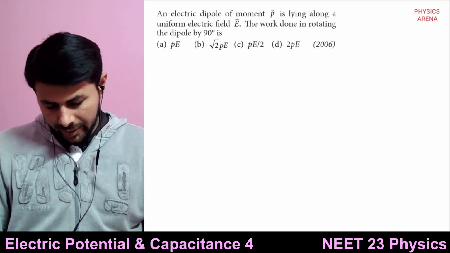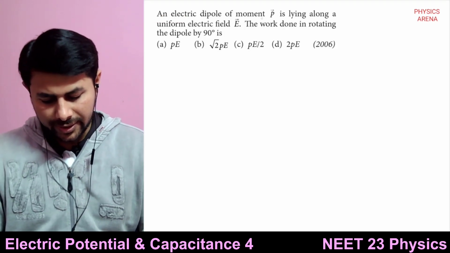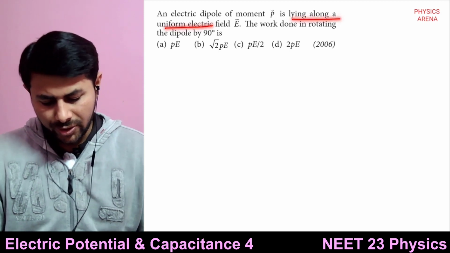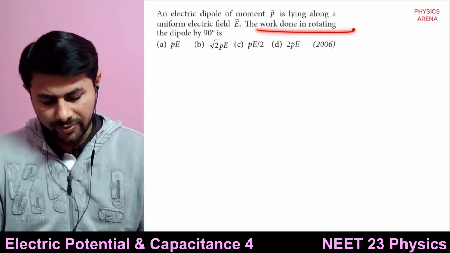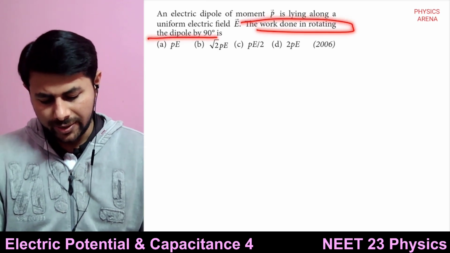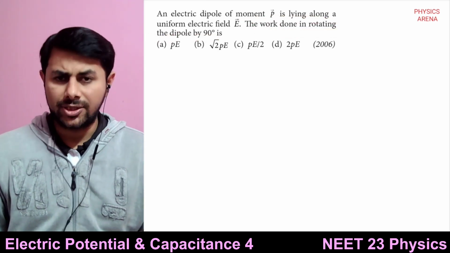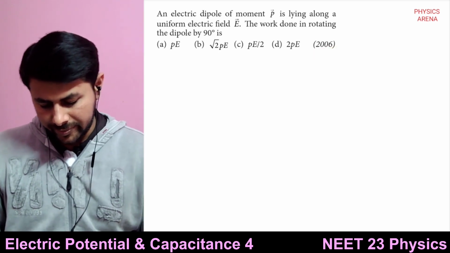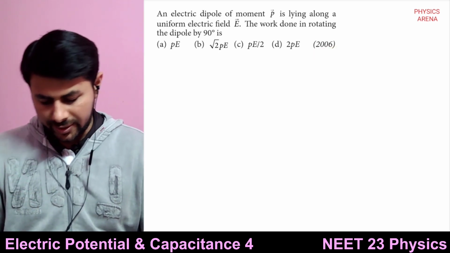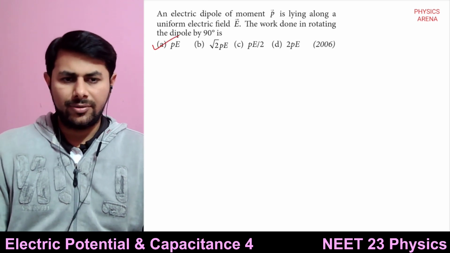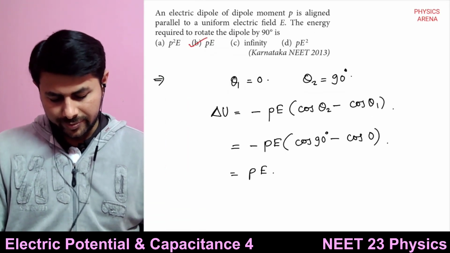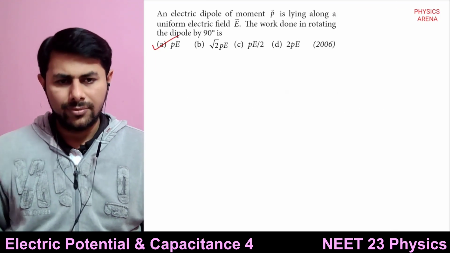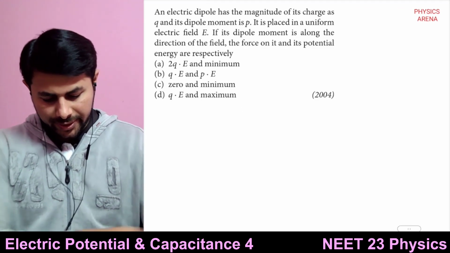Okay. Next question. An electric dipole of moment P bar is lying along uniform electric field E bar. The work done in rotating the dipole by 90 degrees is. Okay, so we just solved this, right? So this is repeated. So from 0 to 90 degrees, how much is the work done? P. Okay, this question, right? All right, next question.